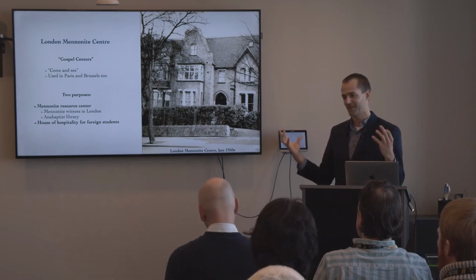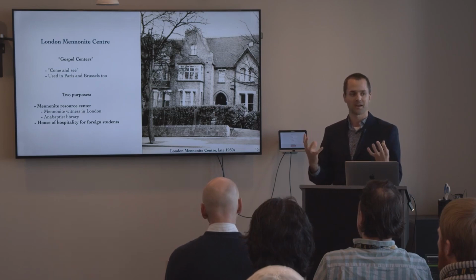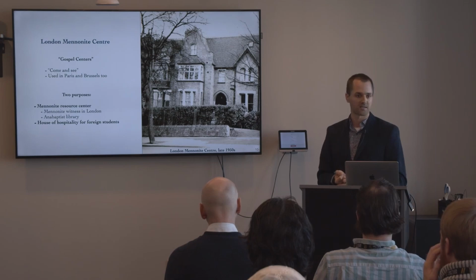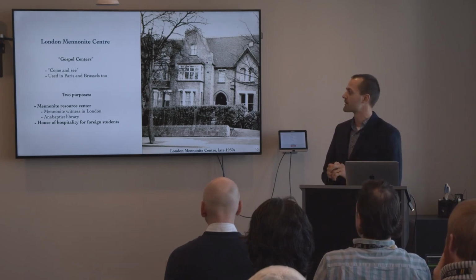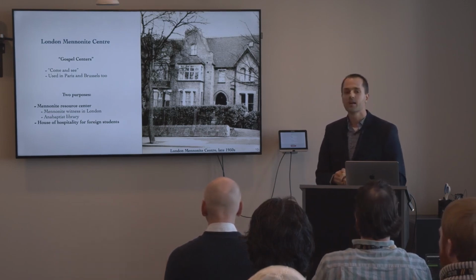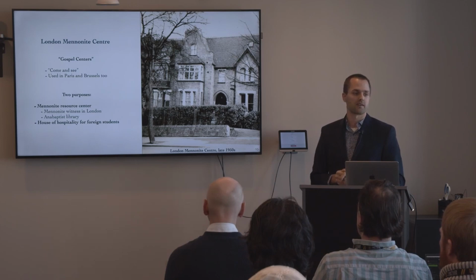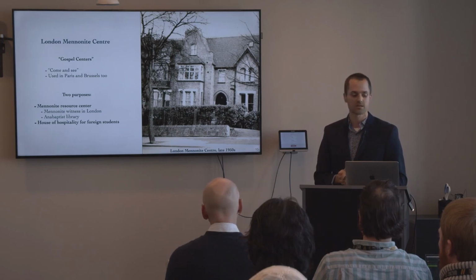It really represents a come-and-see approach to missions. We'll build a small Mennonite enclave in the middle of a big city, and people can come and learn about Mennonites and about Anabaptism. And in London, this building served two purposes for them. First, it was a Mennonite resource center, and so Mennonite witness in London. It also housed a large library of Anabaptist books, which were very hard to come by in England at this time. These are mostly Herald Press publications.